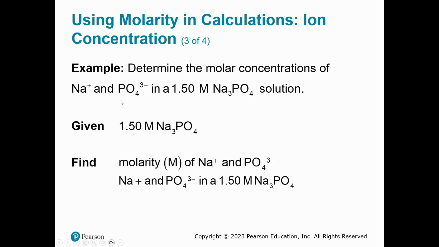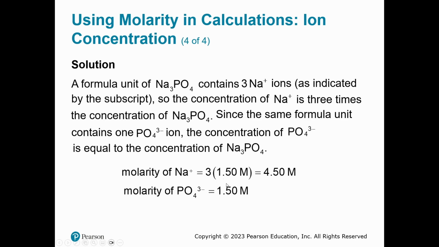So very similar to our challenge question, just simplified in terms of steps. Given the molarity of sodium phosphate, what's the molarity of sodium and phosphate? Sodium is going to be 3 times as much because it has a 3-to-1 molar ratio. Phosphate's just going to be the same as the ionic compound molarity. So multiply by 3 to get 4.5 molar for sodium, and the molarity for phosphate is just 1.5, like the given ionic compound, because it's a 1-to-1 ratio between sodium phosphate and phosphate ions.